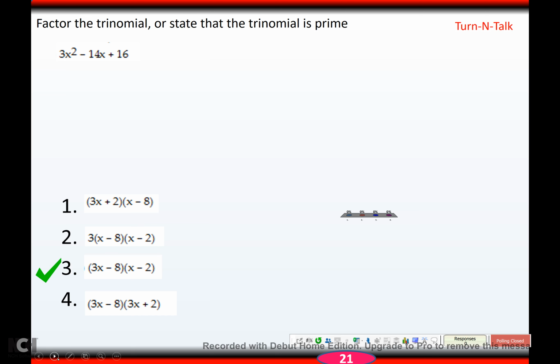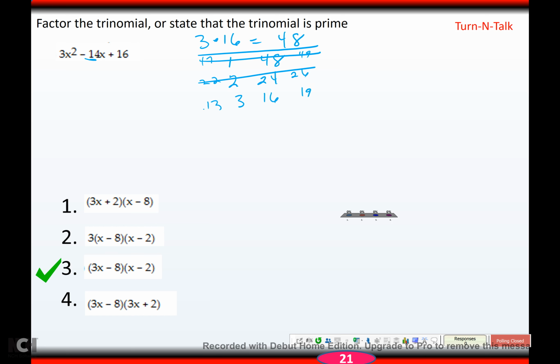All right, if you didn't get that, let's look at y. 3 times 16 is, I think, 48. Oh, goodness. 3 times 16, yeah, 48. I need all the factors of 48. 1 and 48. Add is 49, subtract is 47. I need to make 14. 2 and 24. Add is 26, subtract is 22. 3 and 16. Add is 19, subtract is 13. 4 and 12. Add is 16, subtract is 8.